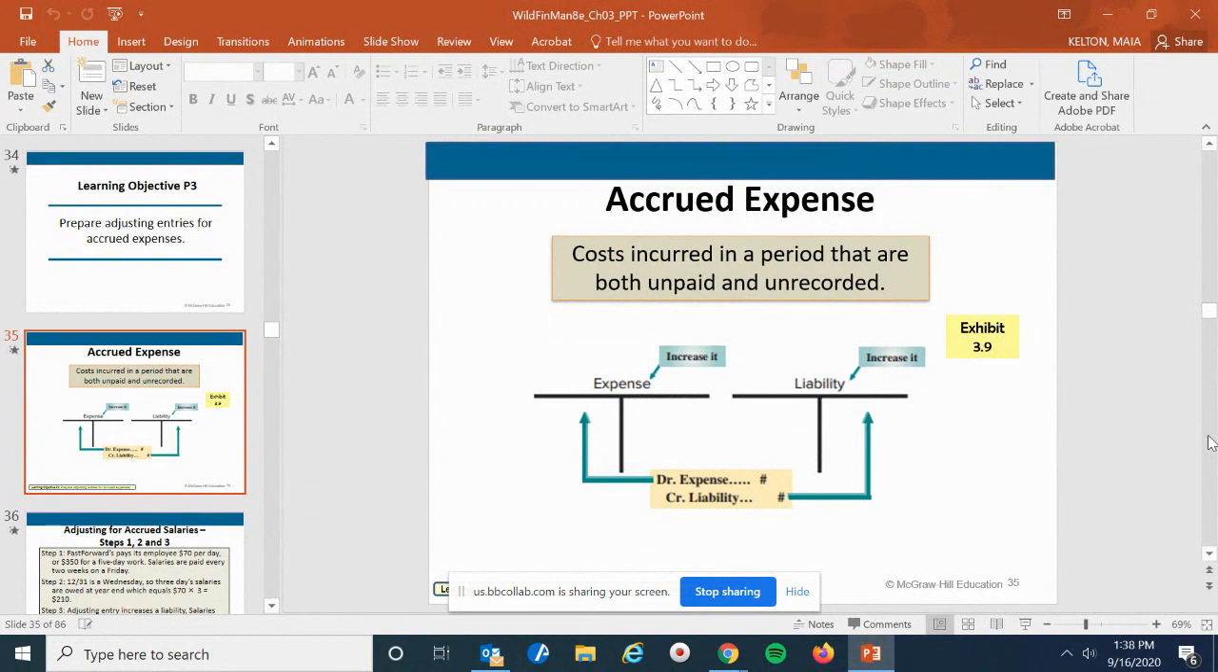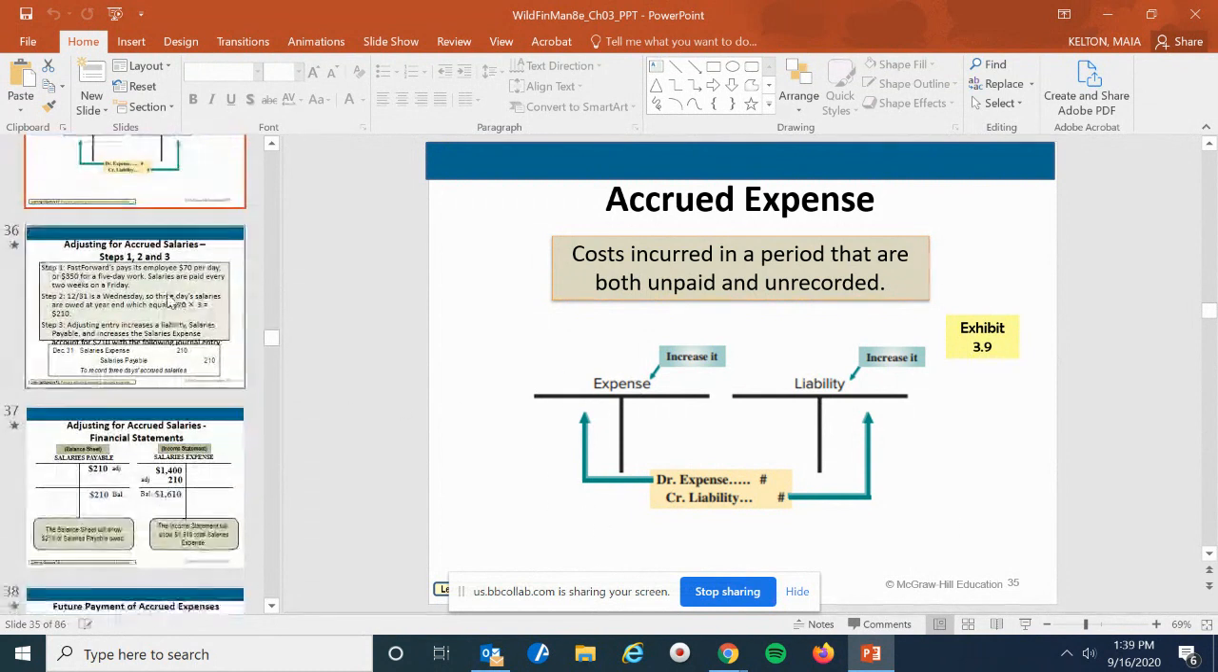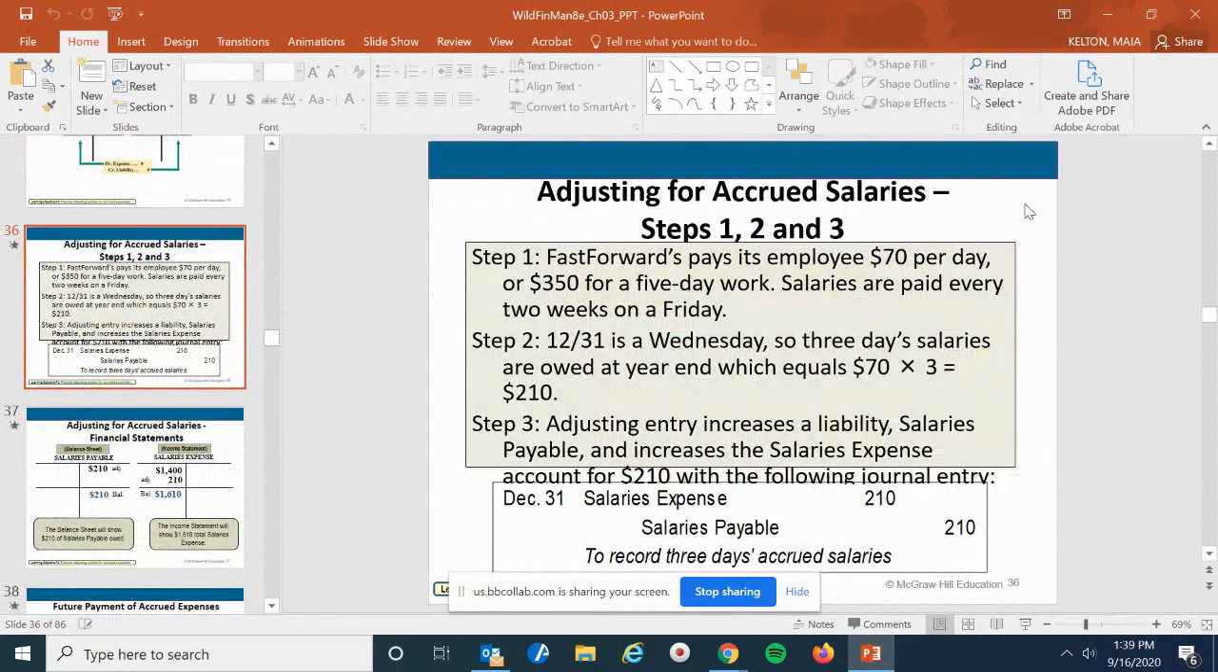Accruals, those are journal entries that ensure the revenues and expenses are reported in the correct period, even though the customer hasn't paid yet, even though the company hasn't made a payment to a supplier. So there's several accrued expenses that we'll look at today and several accrued revenues. So let's go ahead and get started with accrued salaries.